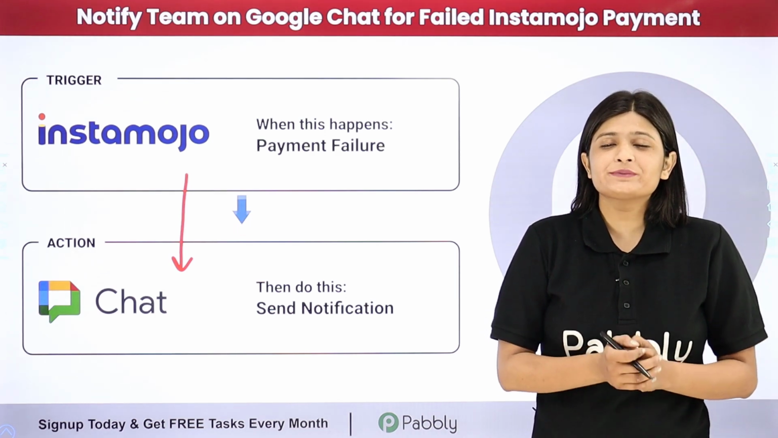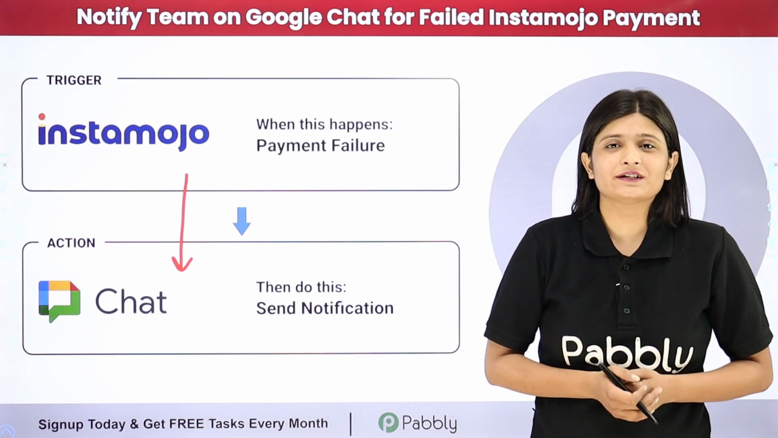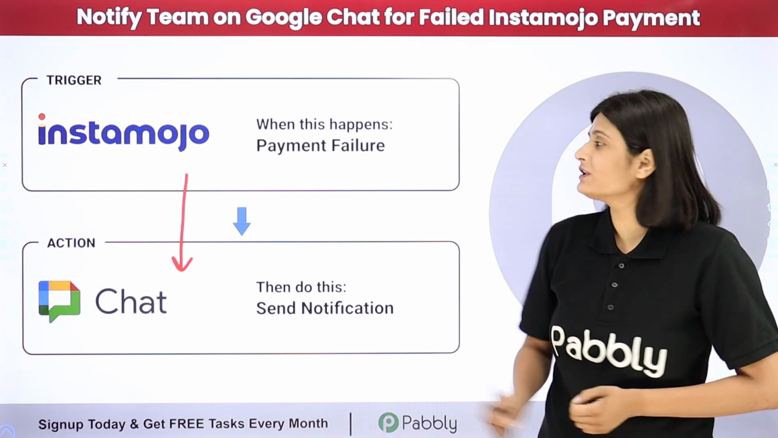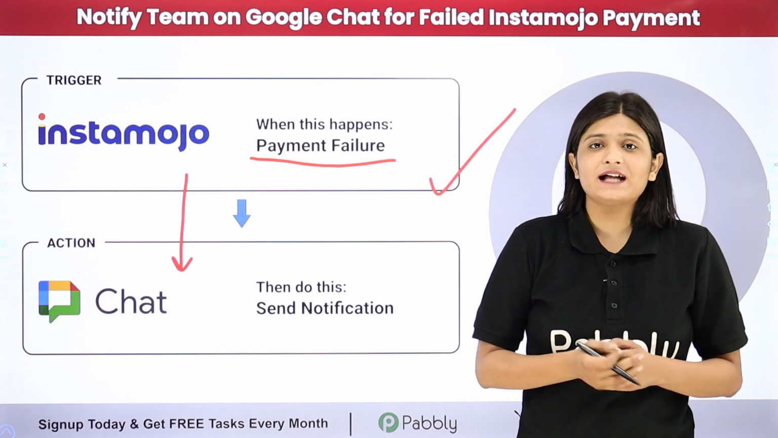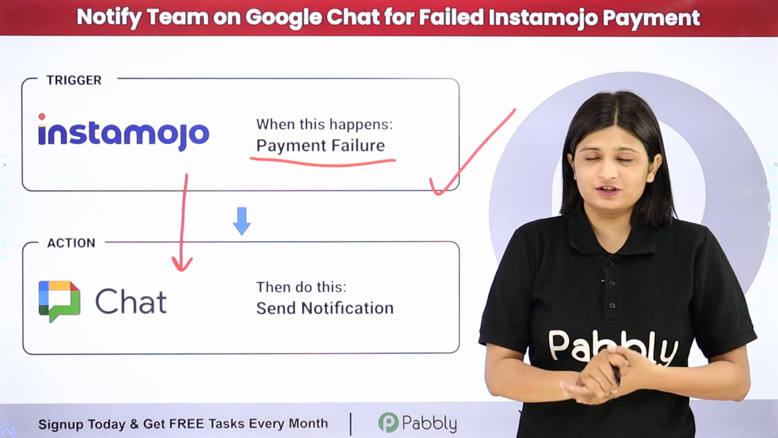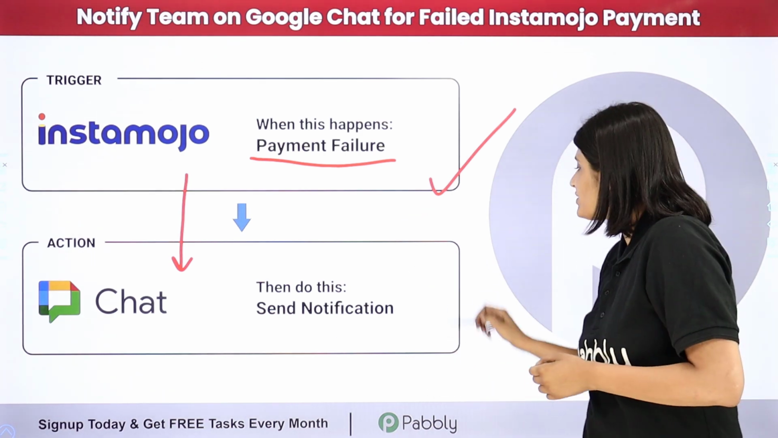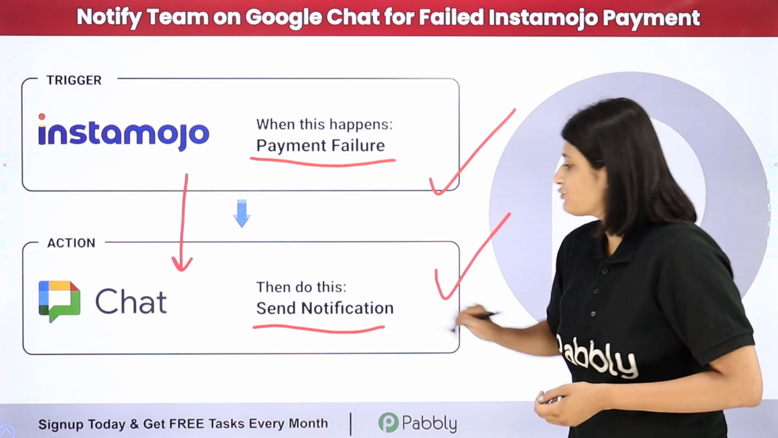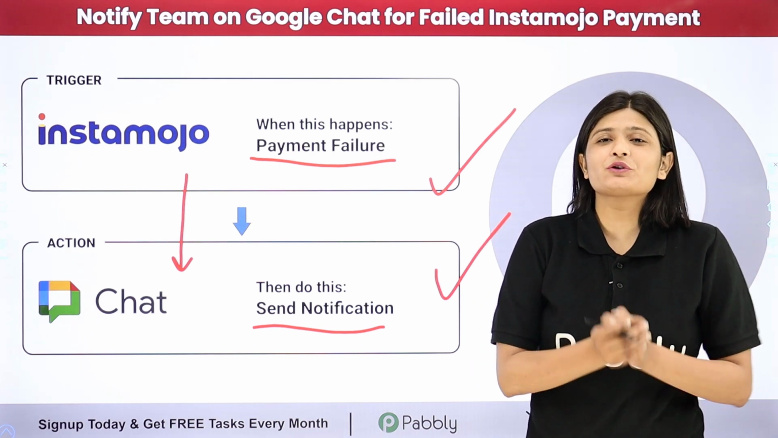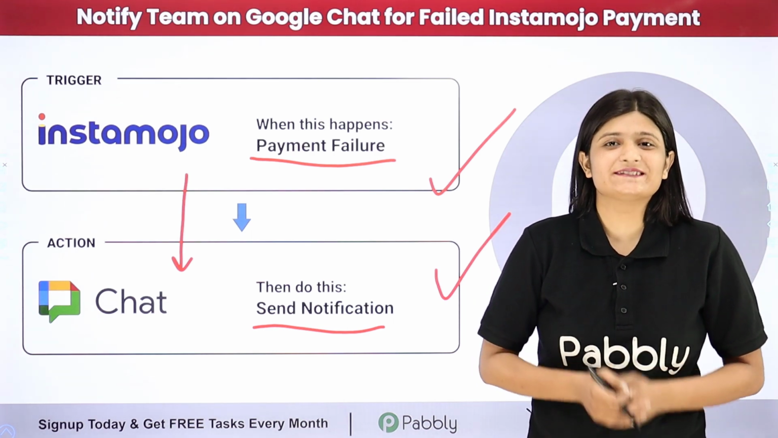Pabbly Connect runs on two principles, which is trigger and action. Here as my trigger application, I am going to take Instamojo where this payment failure will happen and this complete workflow here will get triggered. And then in my action application, I am going to take Google Chat Hangout where the notification will be sent to my team automatically. If you want to learn this amazing automation step by step, then let me take you all to my screen.